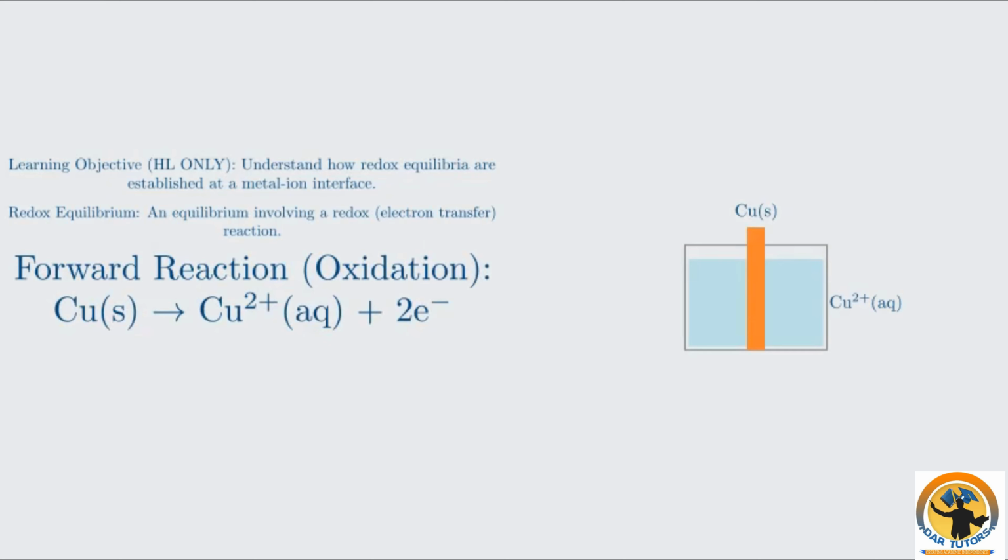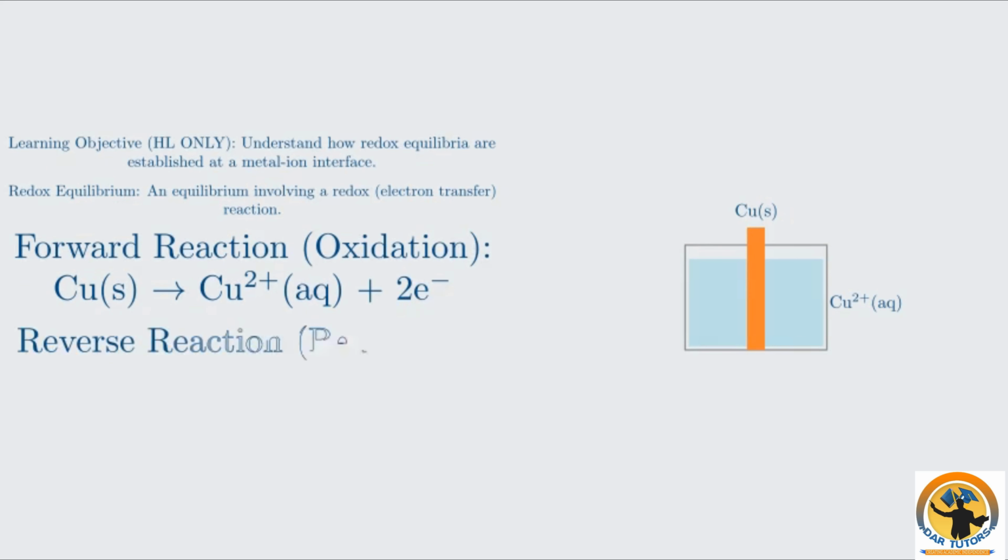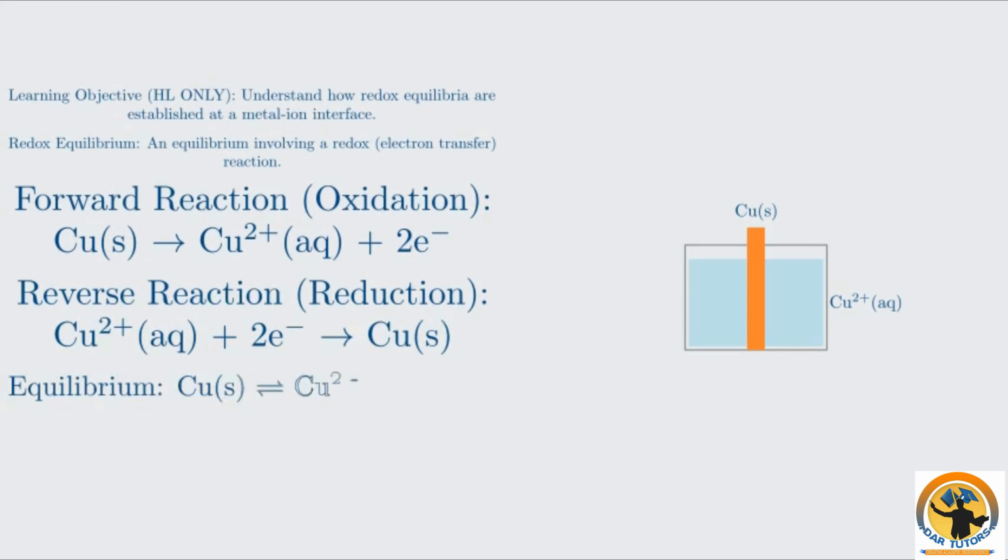Second, the copper(II) ions already present in the solution collide with the surface of the rod. They gain 2 electrons and are deposited as neutral copper atoms. This is the reduction or reverse reaction. Cu2+ aqueous plus 2 electrons goes to Cu solid. So we have a dynamic equilibrium. Initially, the forward reaction, the oxidation of the metal, might be dominant, leading to a buildup of negative charge on the rod.